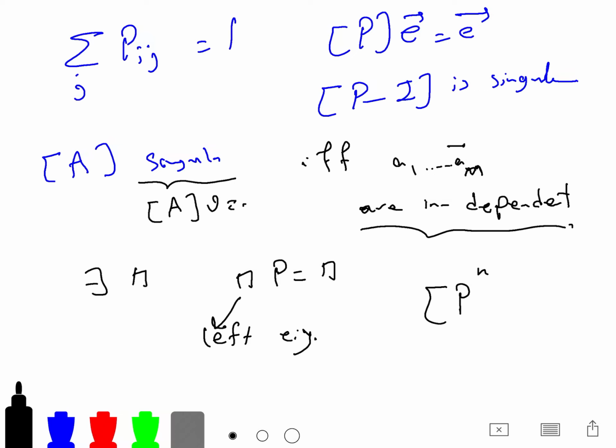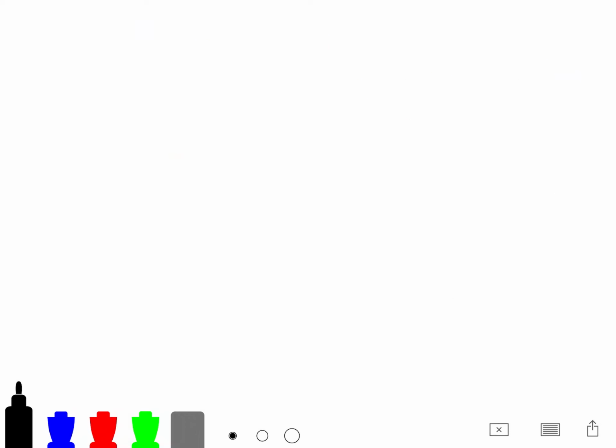Why are these things important? Because eigenvalues show how fast P to the n converges to what it should be, and at least we want to know what the second biggest eigenvalue is.